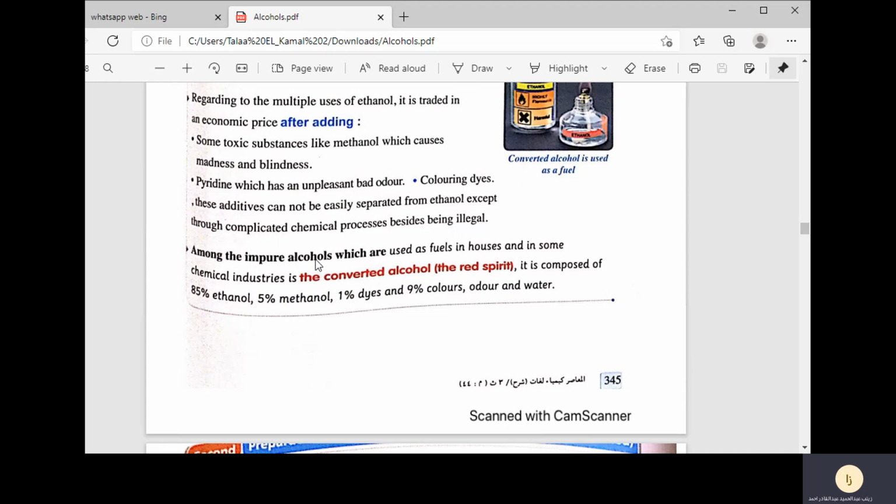Among the impure alcohols which are used as a fuel in houses and in some chemical industries is the denatured alcohol, or red spirit. It is used as a fuel, not as a drink. Its components are 85% ethanol, 5% methanol, 1% dyes, and 9% colors and odor additives.